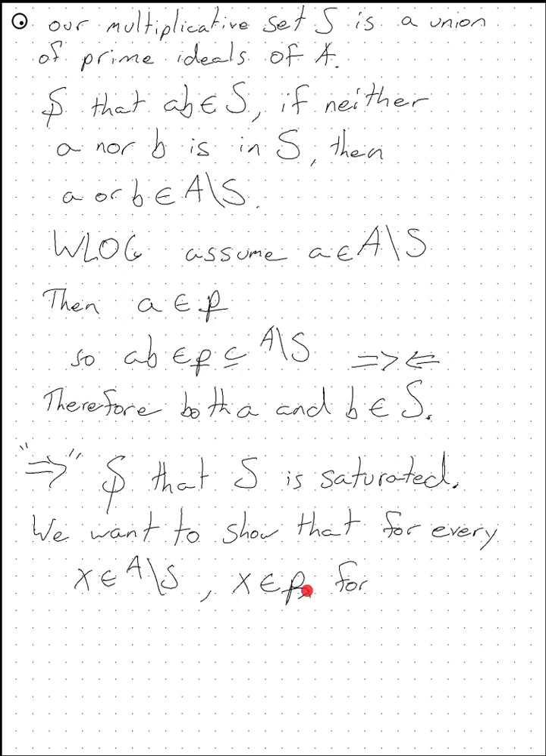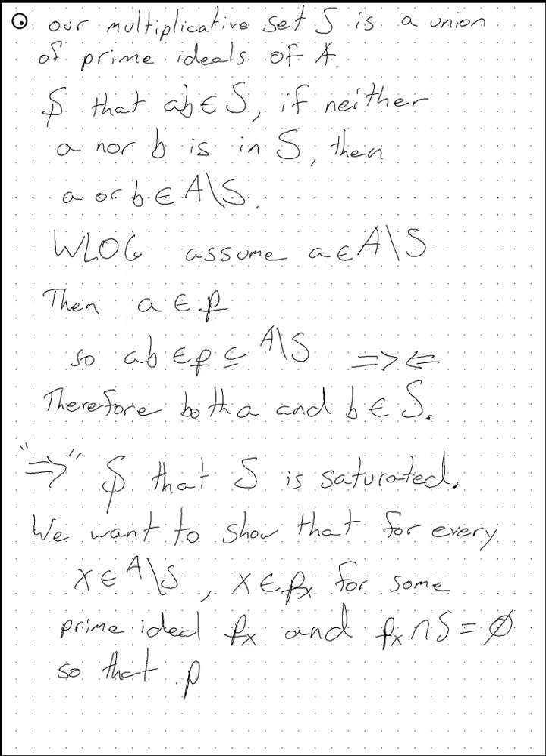Let's go ahead and call it P sub x, for some prime ideal P sub x, and in addition, P sub x, our prime ideal, is disjoint from S, so that P sub x is completely contained in the complement of S. Right? Okay. So how are we going to do this? We're going to have to use a Zorn's lemma argument.